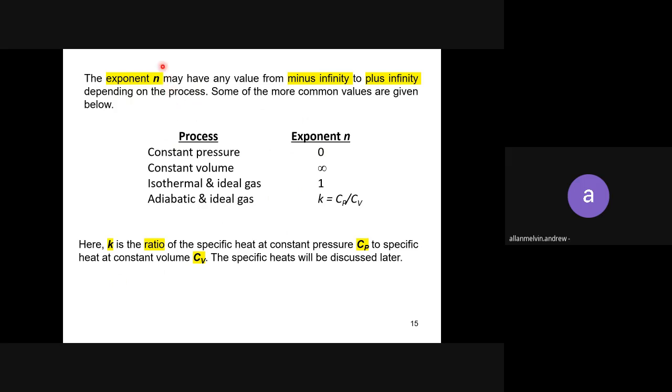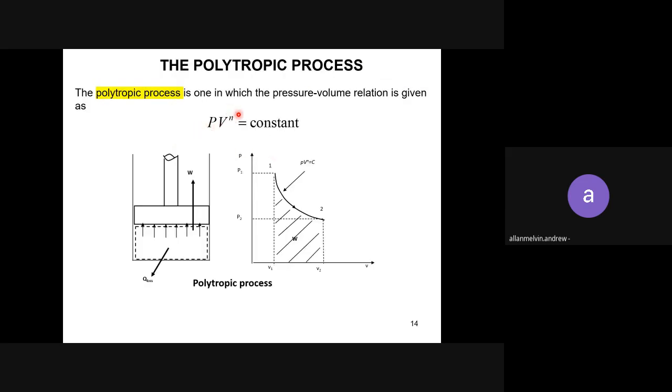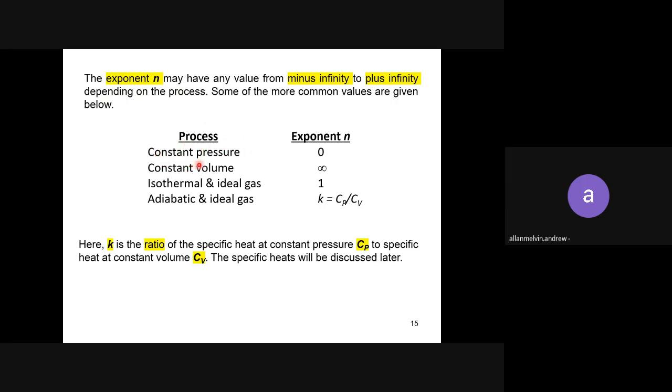So you need to get the keyword from the question. So you find the keyword, whether the question is saying the pressure is constant ataupun isobaric. So if the term is like isobaric, the value of n equals 0. So maksudnya, PV to power of 0. So if the question says it's a constant pressure. So if the question says it's a constant volume, the value of n equals infinity. Okay, constant volume. So if the question says isothermal or ideal gas, you take the value of 1.